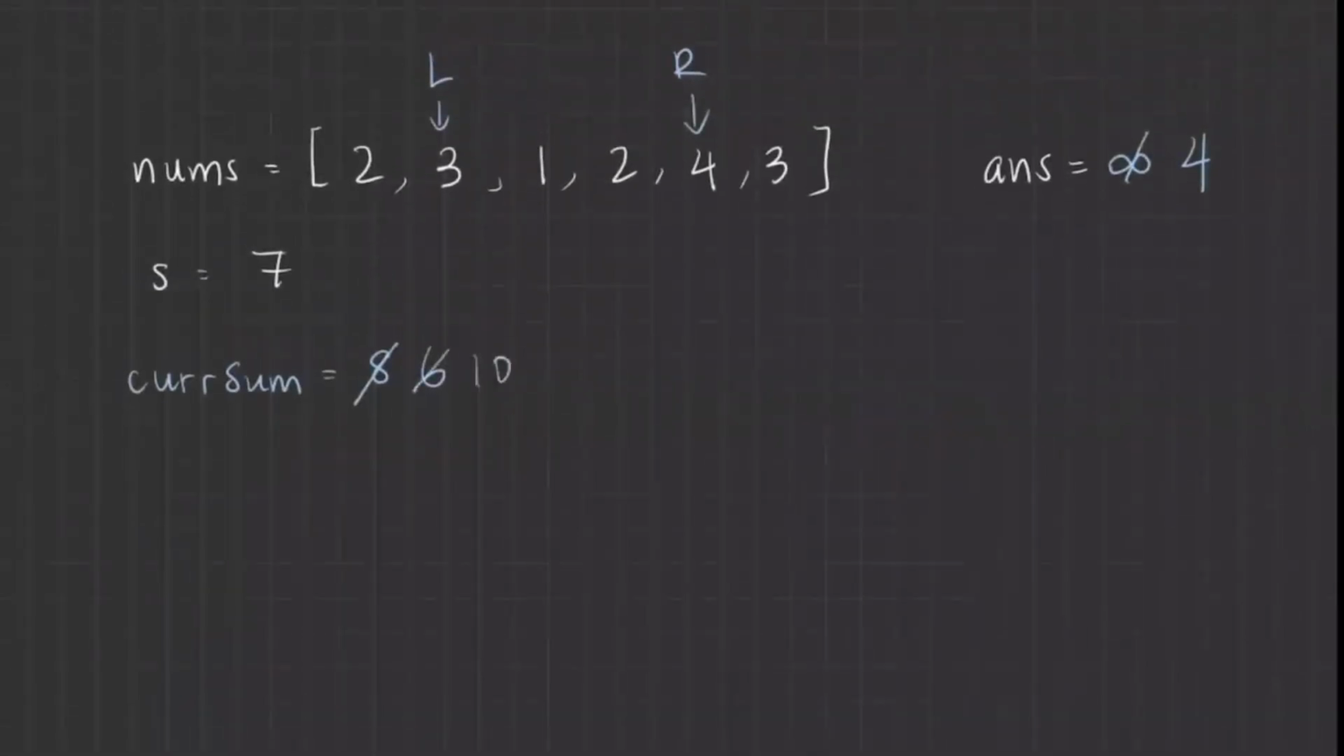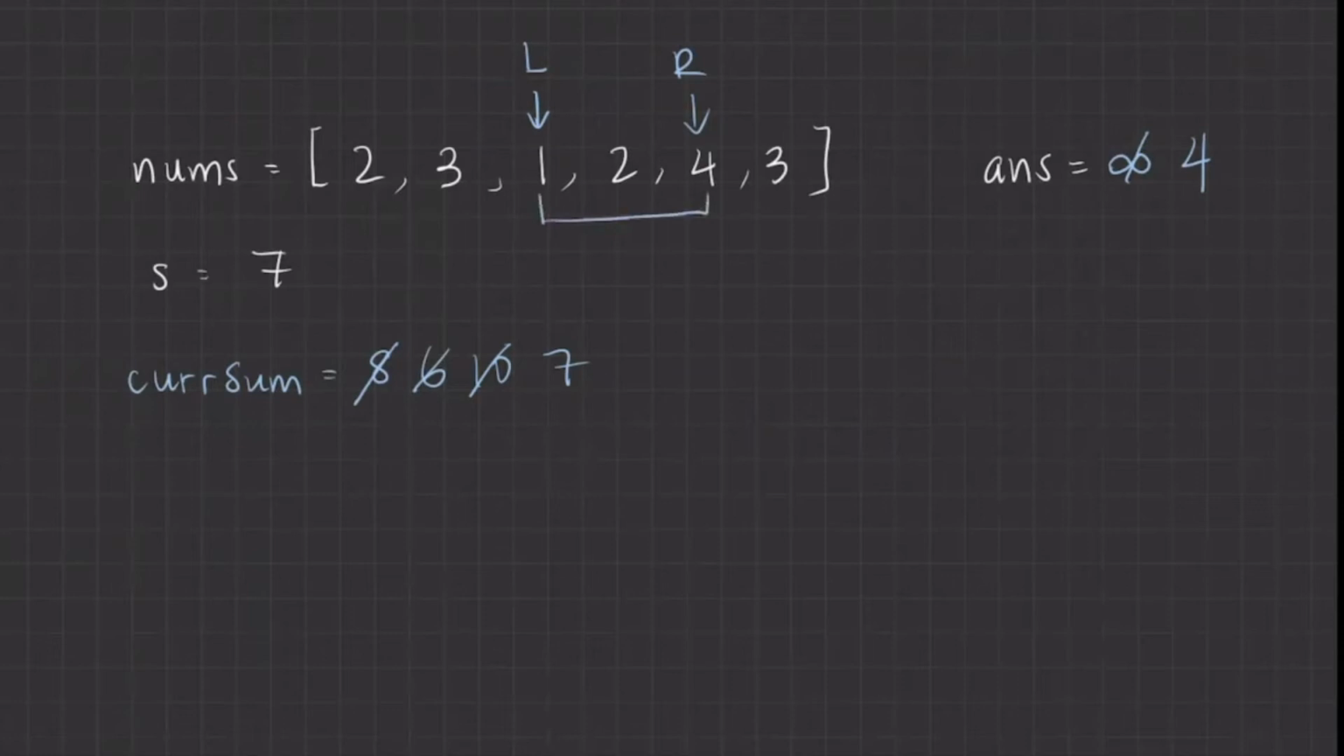10, which is greater than or equal to S, and this subarray length is 4, which is already what we had as the answer. So there's no need to update that, but we can always close in on the subarray to see if this is still valid. And because it sums to 7, that means it is greater than or equal to S. And so this subarray length is 3, which is even smaller than 4, which is a better answer.